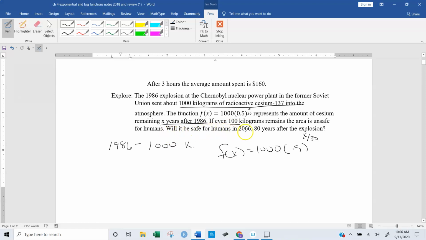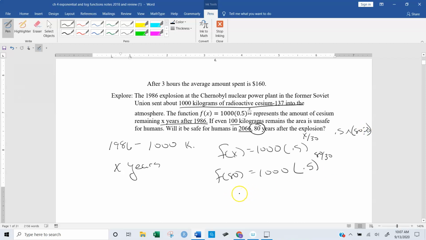Will it be safe for humans in 2066? This is 80 years after the explosion. We know x is our years from 1986, so we're now going to plug in 80 here. So f of 80: 80 years after this happened, can people live there? So I put 0.5 to the 80 over 30. You need your calculator for this one. When you do the 0.5 to the power, make sure you use parentheses for 80 divided by 30, so you get the right answer.